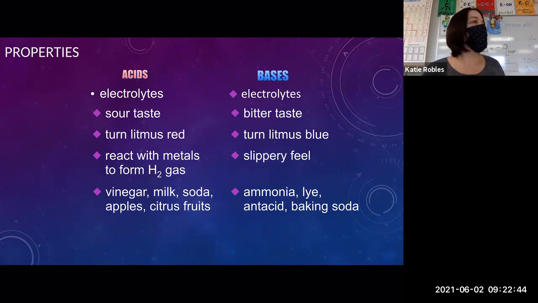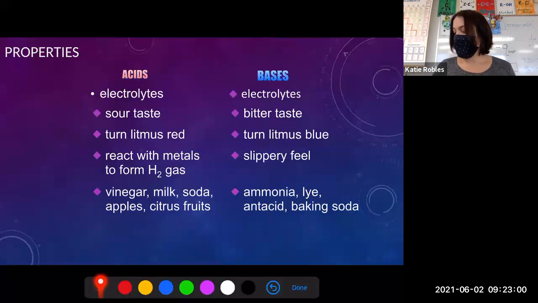Acids react with metals to form H2 gas. This is why you should not clean stainless steel with a vinegar solution, because you don't want the acid to be on the metal. Bases feel slippery. Soaps, detergents are bases. And then here's some examples of acids, and here's some examples of bases, right?